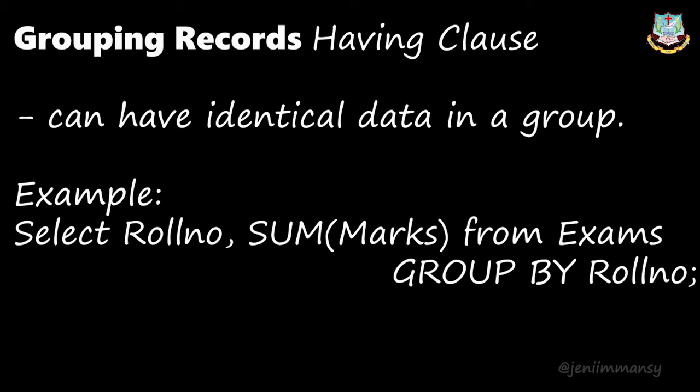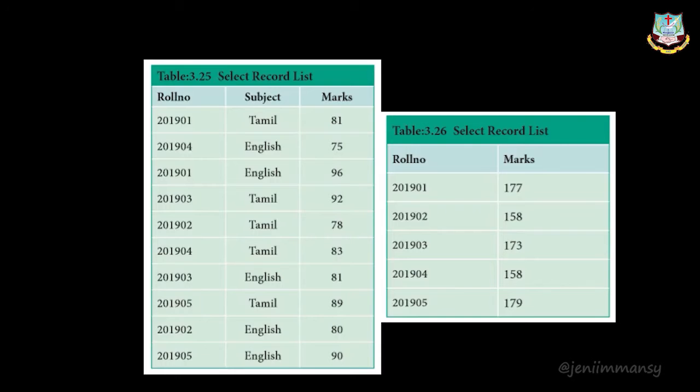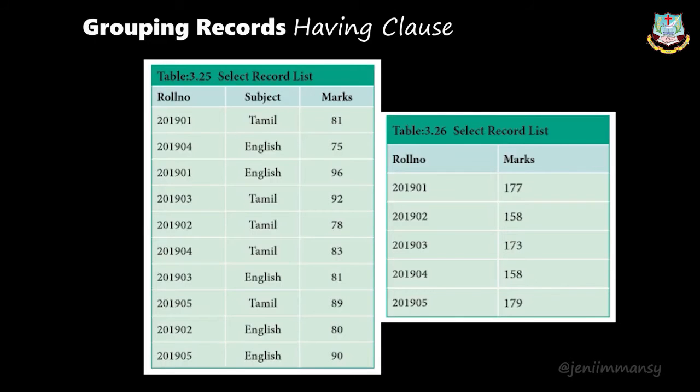Okay, in SQL we can have identical data in a group. Some same data we can have in a group. Consider we have a table named exams, which has the fields roll number, subject and marks, right? Here we have many rows. We have 201901, 201904. Likewise, we have many rows in this record, right? They are given for different subjects also.